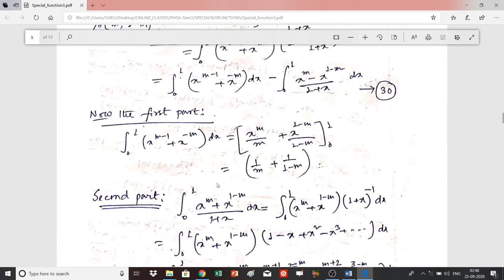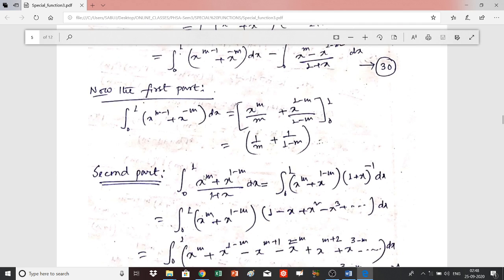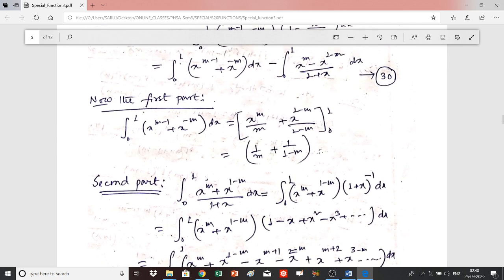Now come to the second integral, that is 0 to 1 x to the power m plus x to the power 1 minus m by 1 plus x dx. That is equal to 0 to 1, and you can write just this first term as written here, and 1 plus x is 1 plus x to the minus 1 dx.